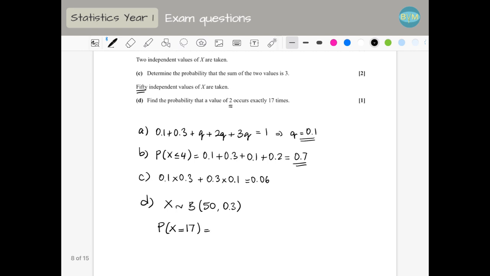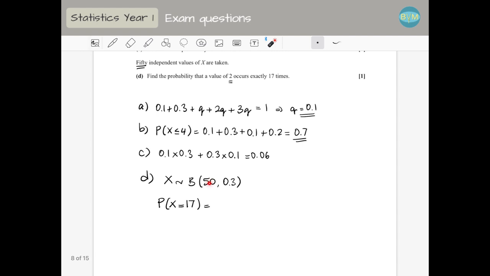Binomial PD with a calculator, n is 50, x is 17, p is 0.3, and we get 0.09831. We don't need to round to anything in particular, so I'm going to leave 3 significant figures. So I just leave it like this. And that's all with this question.